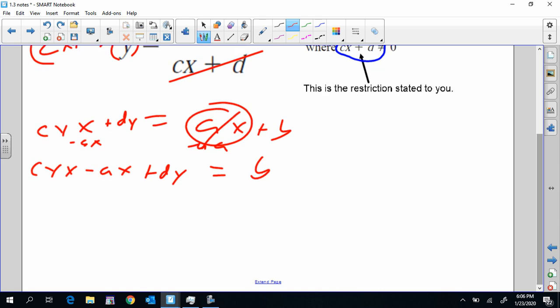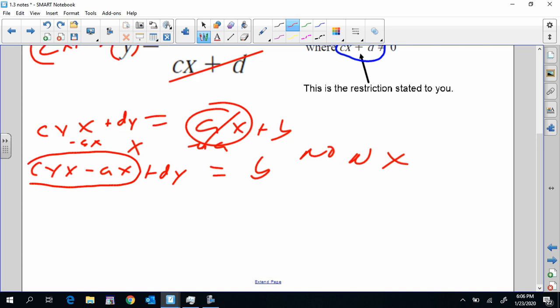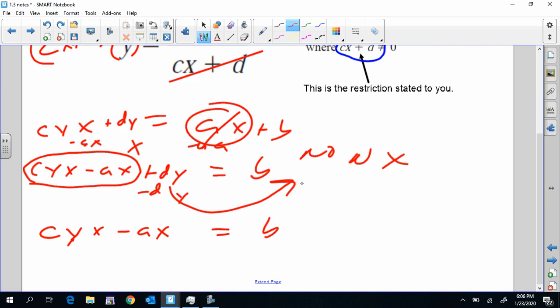Hope that woke you up. I'm supposed to have x's on this side and the non-x's on this side. So I'm going to keep those two terms here as if I could add them up, and the one without the x is going to the other side. Cyx minus ax equals b. How do I move it? Oh yeah, minus dy and minus dy. And we get the binomial b minus dy.